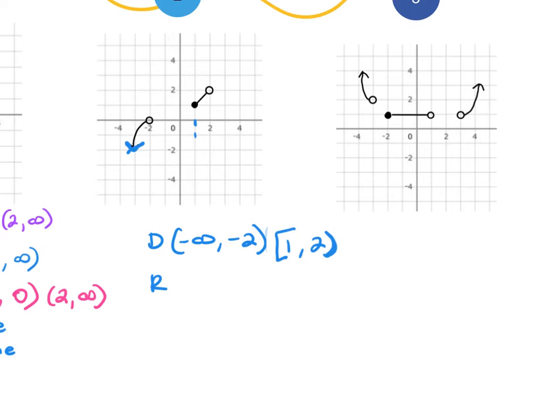Range. Now I'm going bottom to top. What's the lowest y? Negative infinity. Then the first stop happens here, where my y is 0. It's an open dot, so it's a parentheses. Then it starts up again here, where my y would be 1. Stops here, where my y would be 2. The 1 gets the bracket. The 2 gets the parentheses.